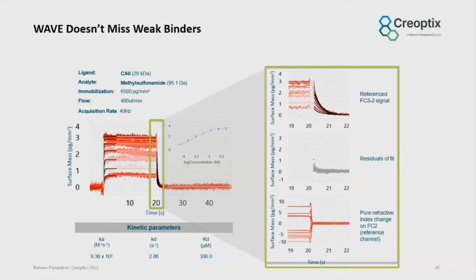What this allows us to do with these very fast transitions is not to miss weak binders. Here we have the same tool system we talked about some moments ago, but with a much smaller analyte this time. We're looking at carbonic anhydrase and methyl sulfonamide. And if you really zoom up on this curvature here, we can resolve the full kinetics. Normally, this would be described as a square pulse in the label-free community, where you would only be able to resolve the KD, or the affinity of the interaction. But here we can rank compounds and understand the association and dissociation rates much better.